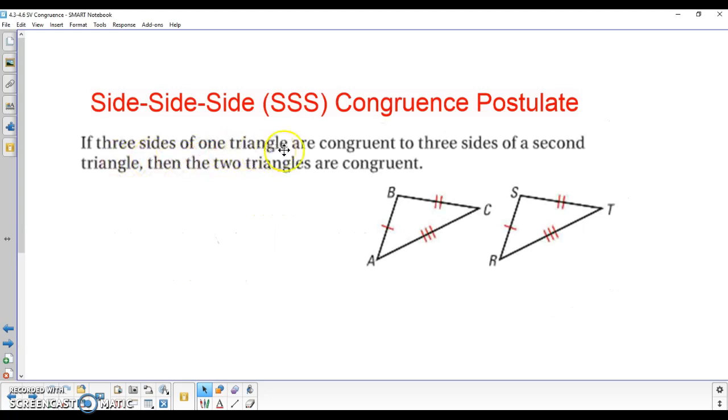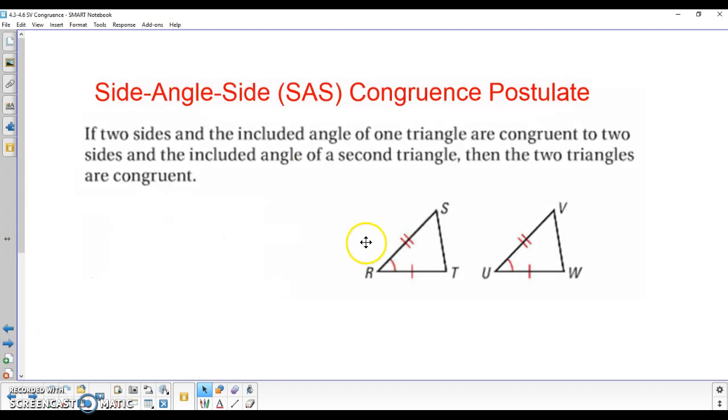SSS. If 3 sides of one triangle are congruent to 3 sides of a second, then the 2 triangles automatically are congruent to each other. Side angle side. So this was the trick.